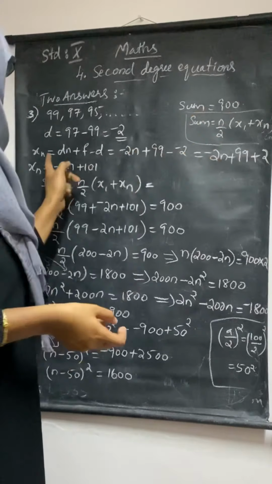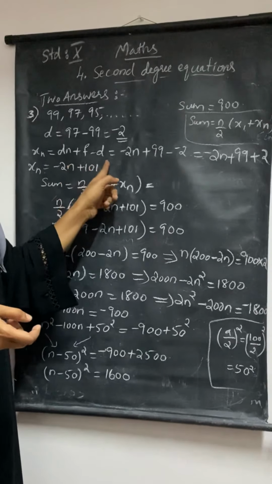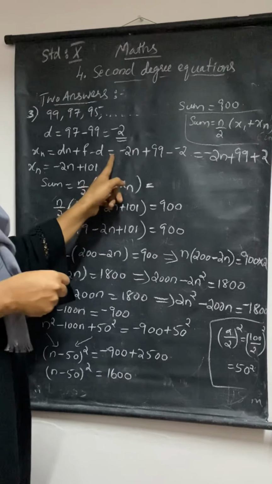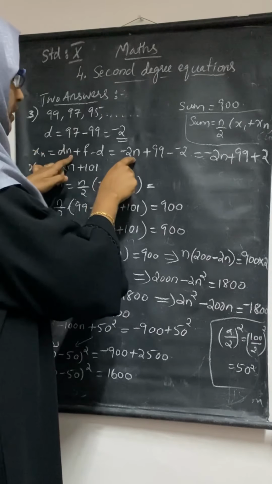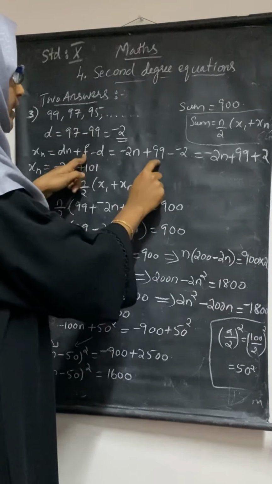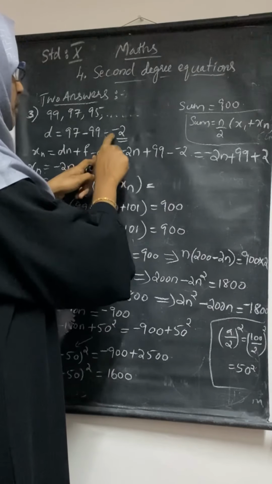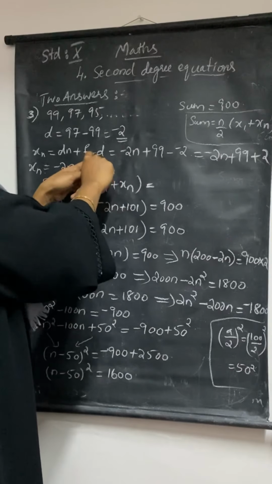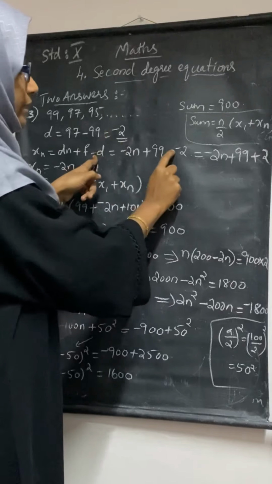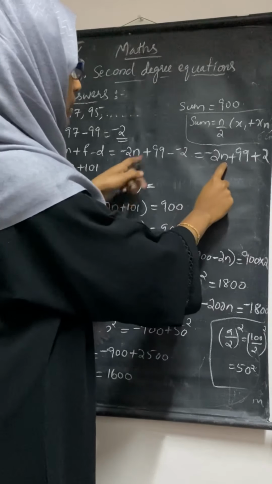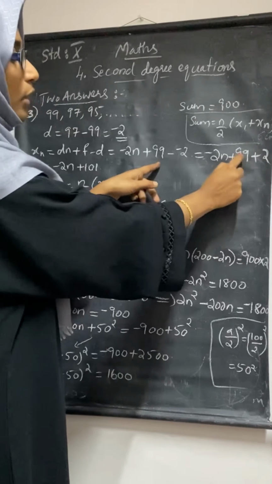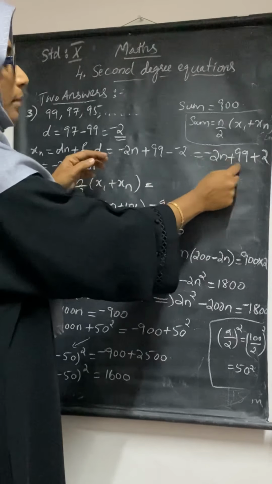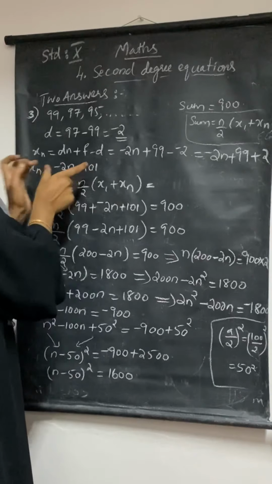Now we are going to find out xn. xn is equal to dn plus f minus d. So d is minus 2, into n, plus f, the first term 99, minus the common difference minus 2. The minus is from the formula, and d already has a minus, so minus minus 2. So minus 2n plus 99, minus minus becomes plus 2. Now these two you have to add: minus 2n plus 101. So this much is your xn.